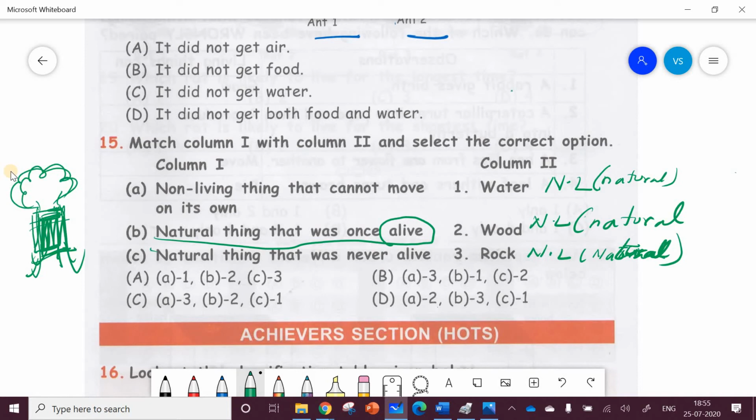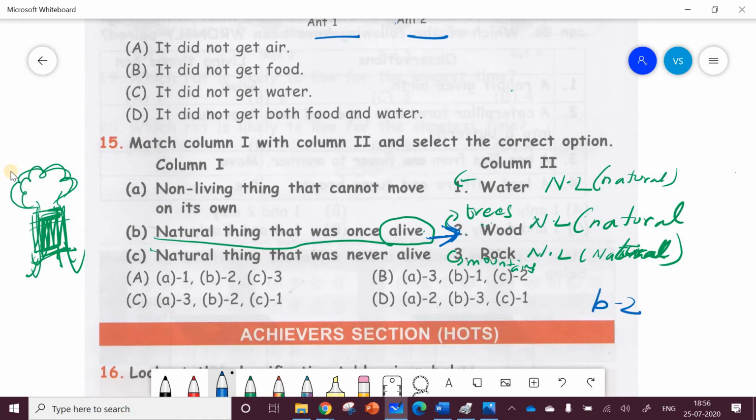Water is coming from any source. There can be many sources. Wood comes from trees, and a rock is coming from mountains. So, which one is alive? Mountain or trees? Mountains are alive? No. Then trees. Trees are alive. So, the natural thing that was once alive, we can easily match with wood. Is it clear? Yes. So, B is 2.